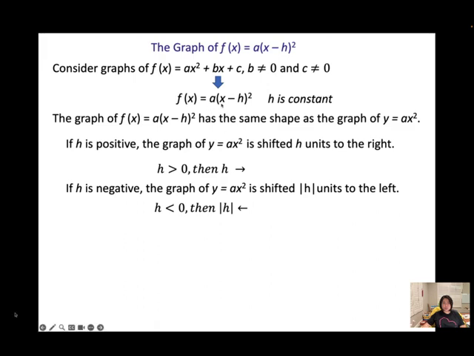Since we shift the graph to the left or to the right, the vertex and axis of symmetry will be changed also. So the vertex will become h and 0. Whatever you have as h here, that will be h and 0 here. And then the axis of symmetry, in the previous example, we found it as x equal to 0, but this time it's going to be x equal to h. Whatever you have on the vertex here, that will be your axis of symmetry.